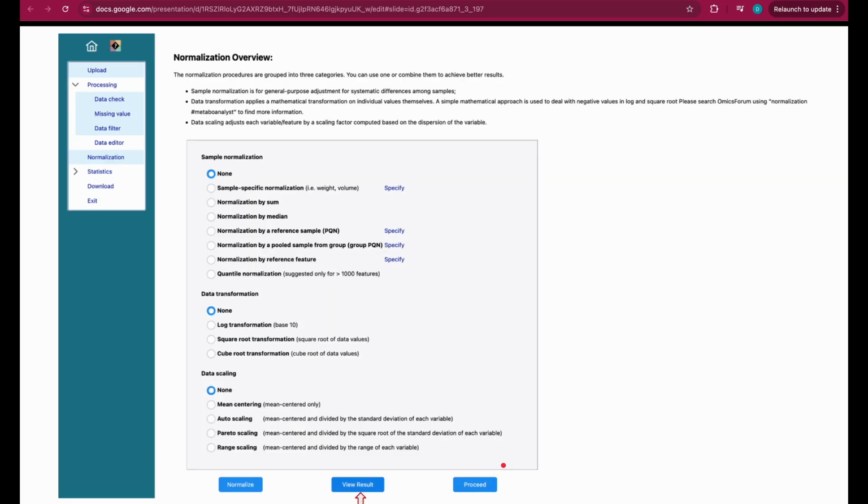Now the next step is the normalization overview. In this case there are different sample normalization methods. You can select any which you want, depending on how you want to normalize. In this case, by default none is selected.